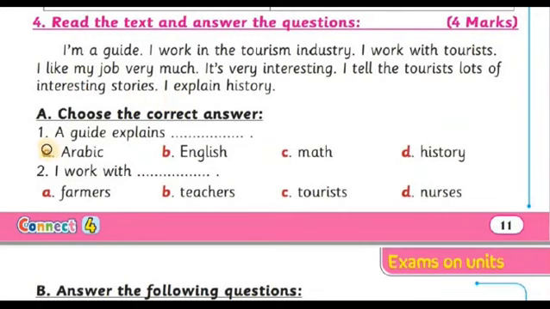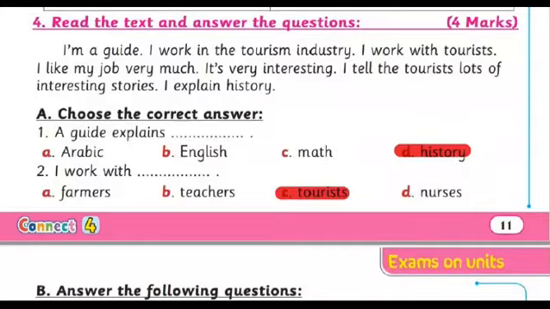Choose the correct answer. 1. A guide explains: Arabic, English, Math, History. History. Number 2. I work with: Farmers, Teachers, Tourists, Nurses. Tourists.